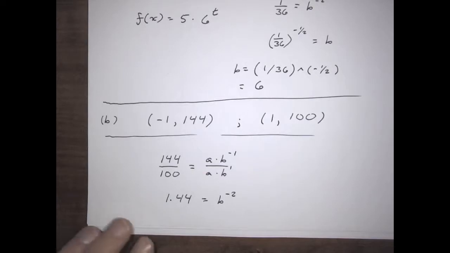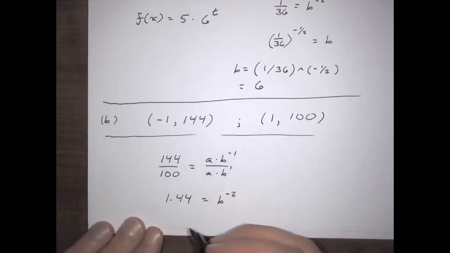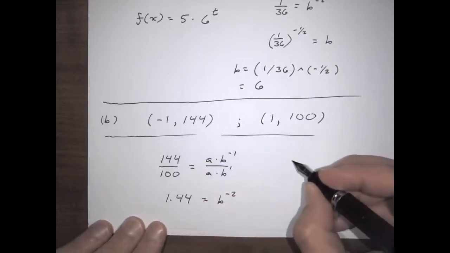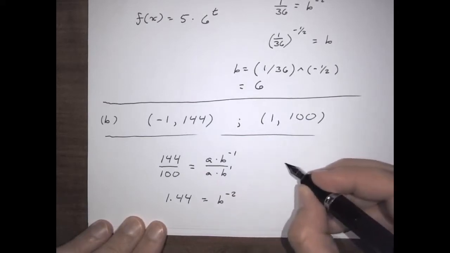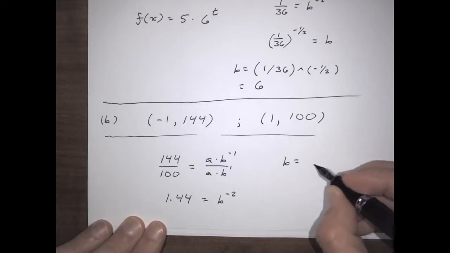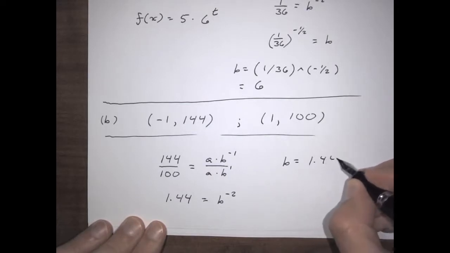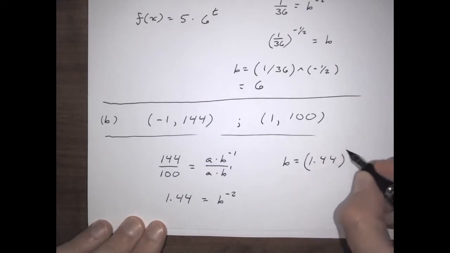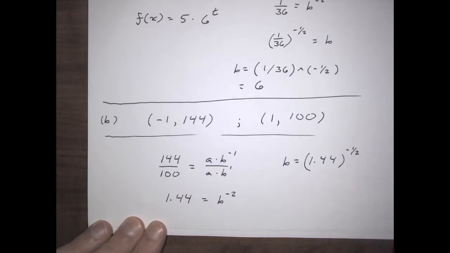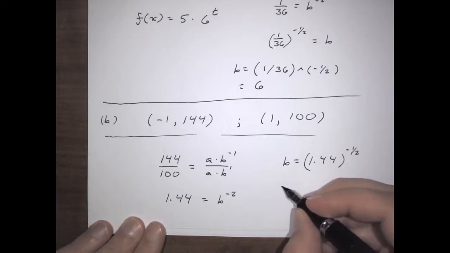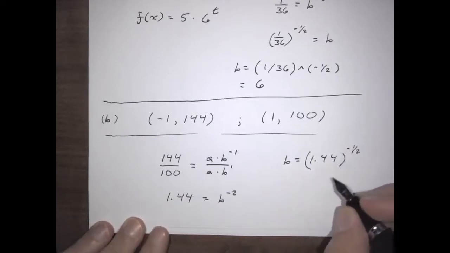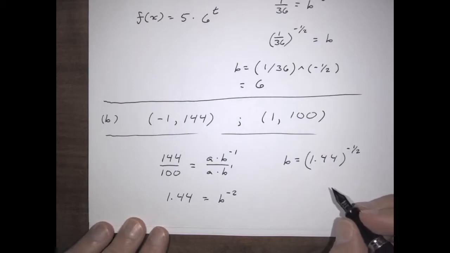And once again, that means we're going to raise each side to the power of -1/2. So you do what you have to do to cancel that. So b is equal to 1.44 to the 1/2. And leave that unevaluated until we have the a.